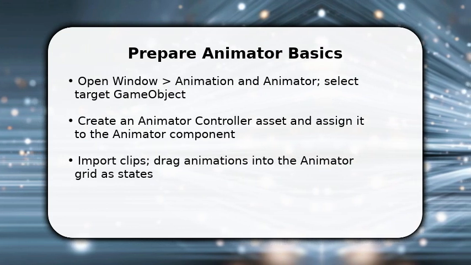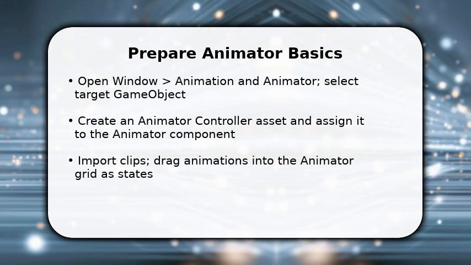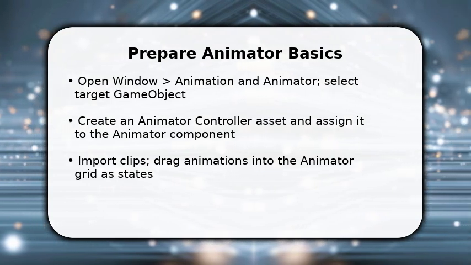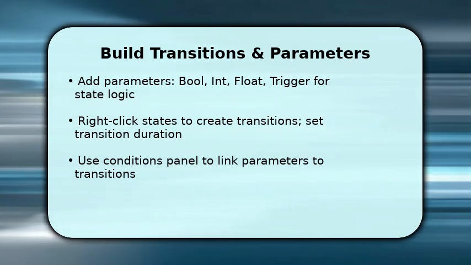You need those states to drive transitions. Make sure parameters you'll use are added now so the next steps can reference them directly without backtracking. You now wire states together. Add parameters that represent input and conditions, like a trigger for attack or a float for speed.